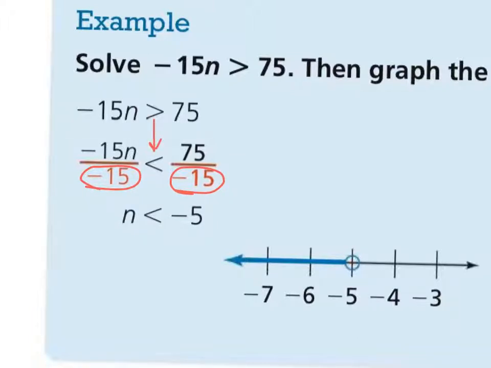So on the example they gave, they're dividing by negative 15. So first of all, positive divided by negative is negative. The other thing is our sign was greater than, it's going to switch to less than. So n is less than negative 5. So again, it would be an open circle going towards the left.